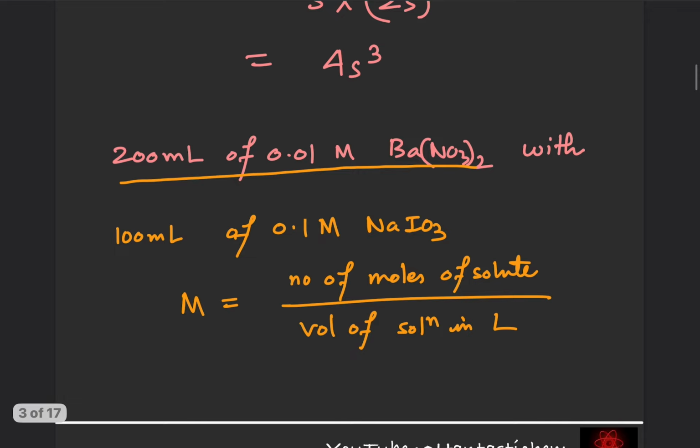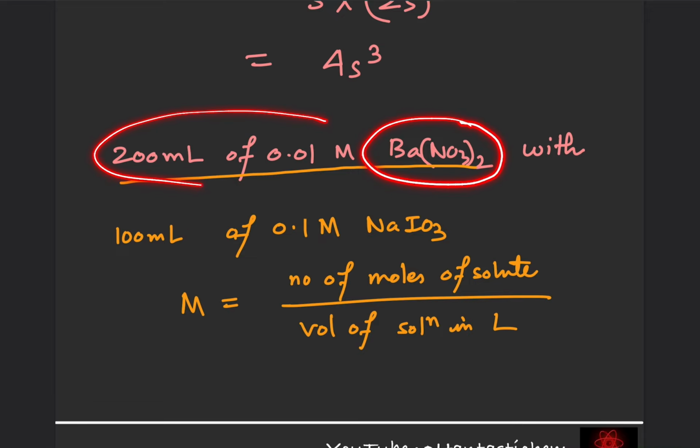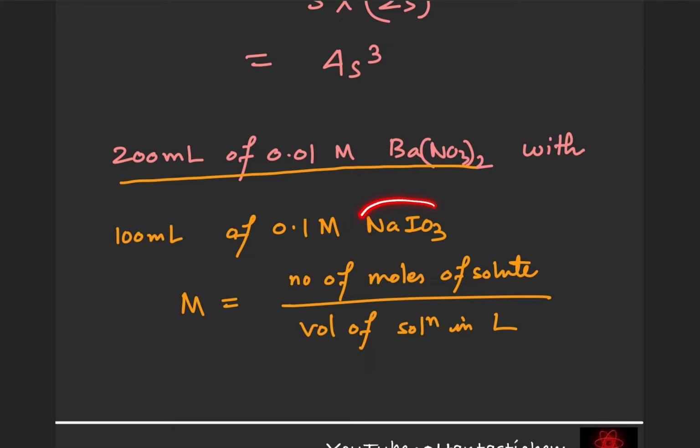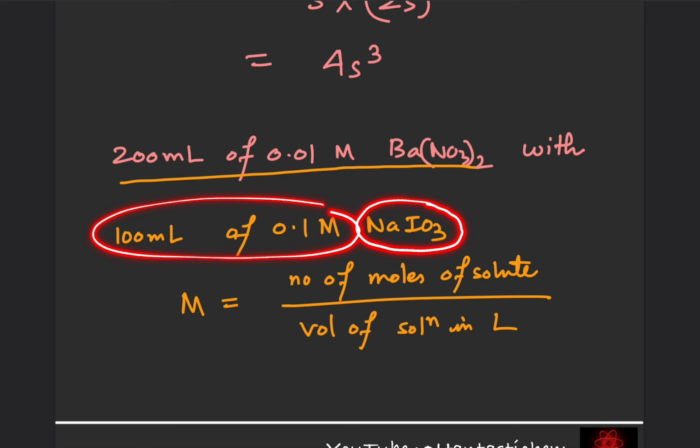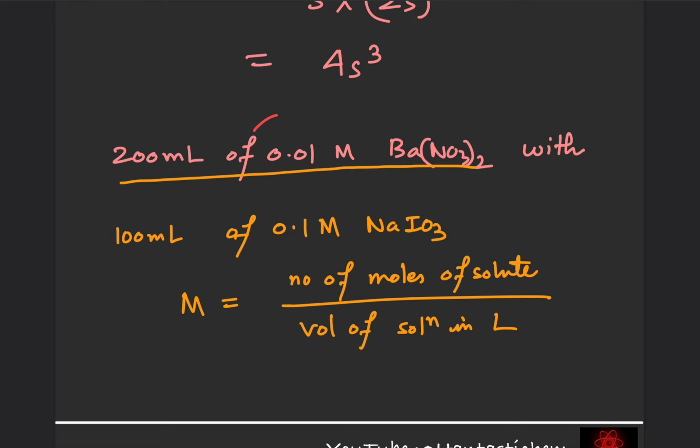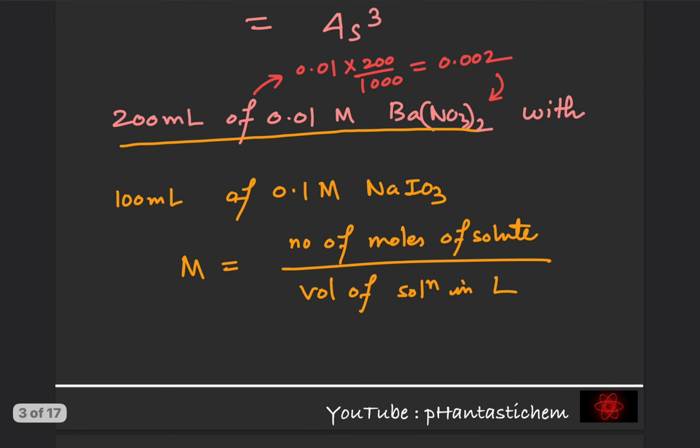So we can calculate the number of moles of Ba(NO3)2 and of NaIO3 present in this solution. Number of moles is molarity into volume in liters. So it will be 0.01 into 200 by 1000, that is 0.002 moles of Ba(NO3)2. The number of moles of NaIO3 will be 0.1 into 100 by 1000, which is 0.01.